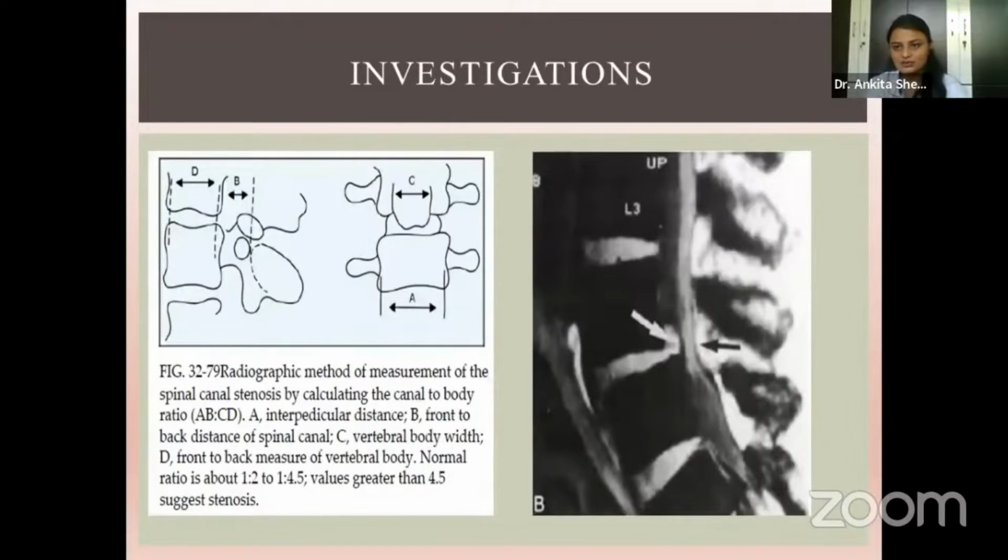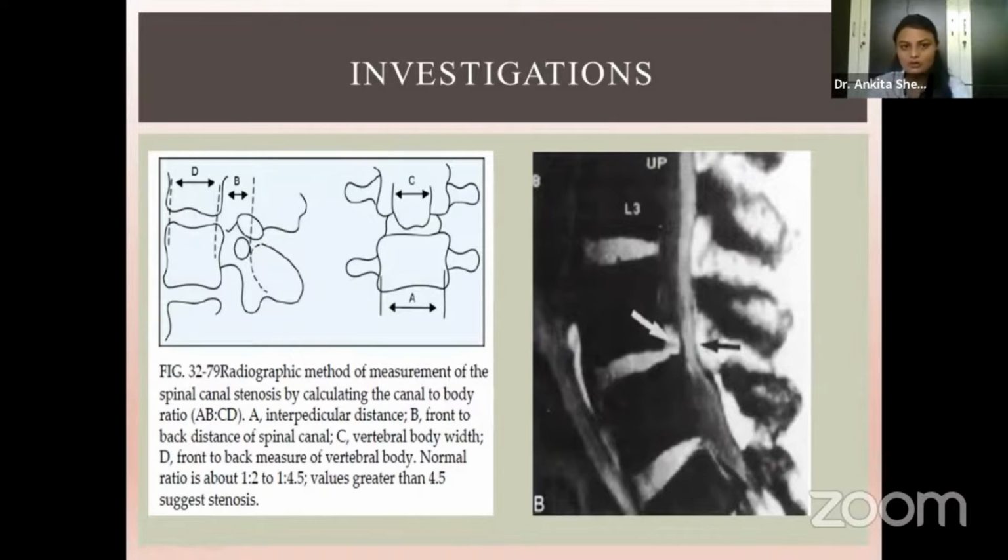When we see investigations, the mainstay of investigation for spinal stenosis cases is MRI. When we take an MRI, there is a measurement of spinal canal stenosis, which is done by calculating the canal to body ratio. As you can see on the image on the left hand side, A is the interpedicular distance, B is the front to back distance of the spinal canal, C is the vertebral body width, and D is the front to back measurement of the vertebral body.